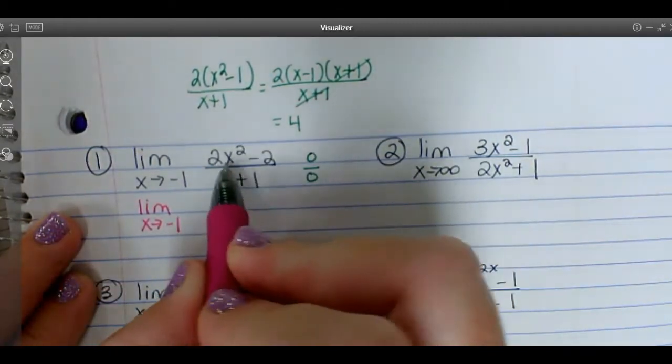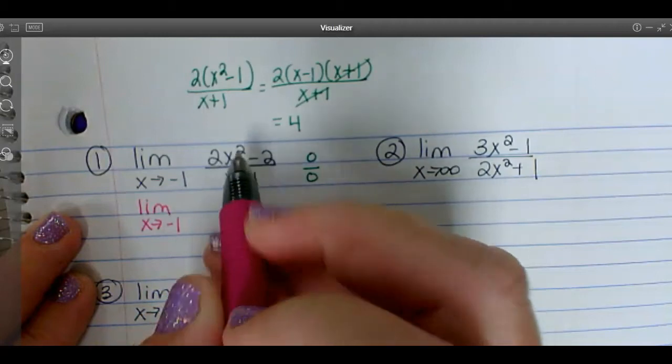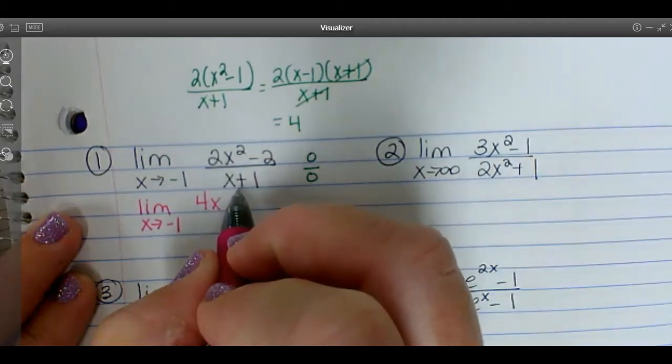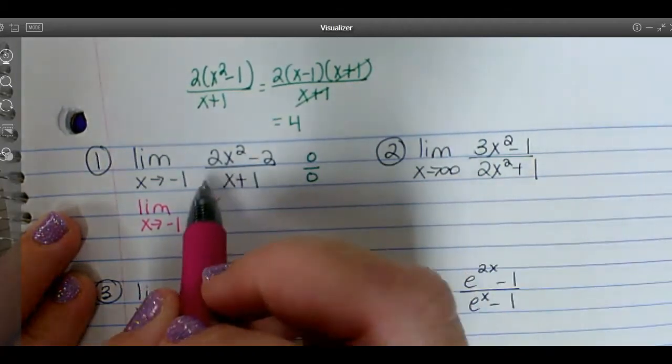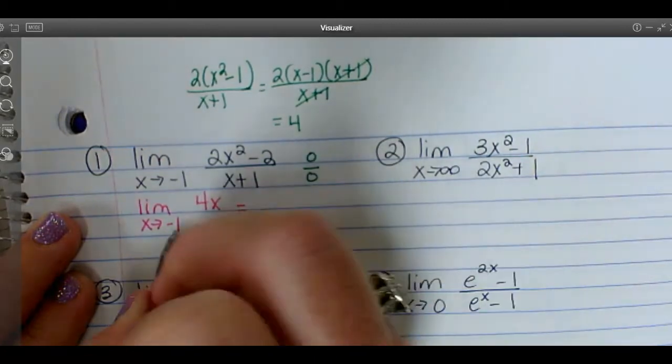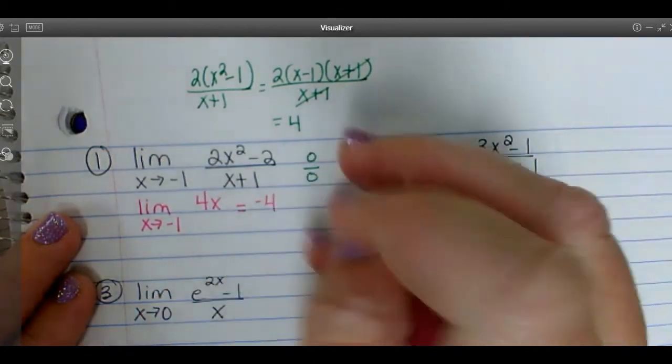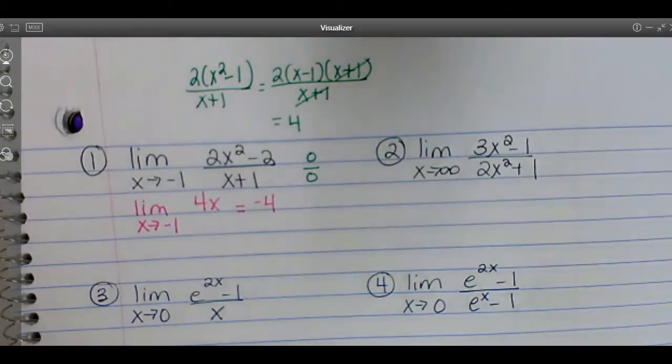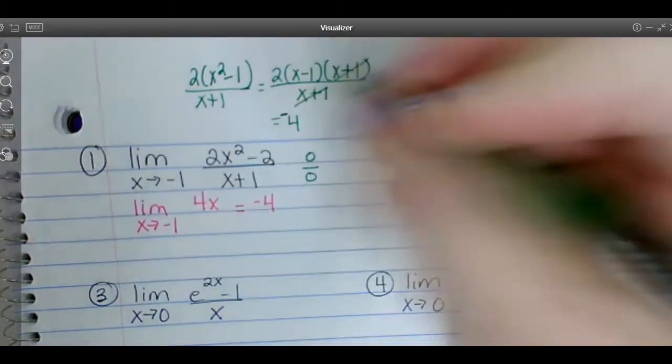So what L'Hopital's rule says is that I can find the limit as I approach the same value of each derivative. So the derivative of 2x squared minus 2 is 4x. The derivative of x plus 1 is 1. So this limit and this limit are the same. Plug in negative 1, I get negative 4. And that's what I got up here as well. That should have been a negative.